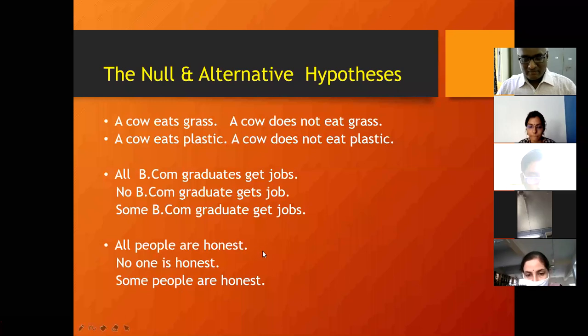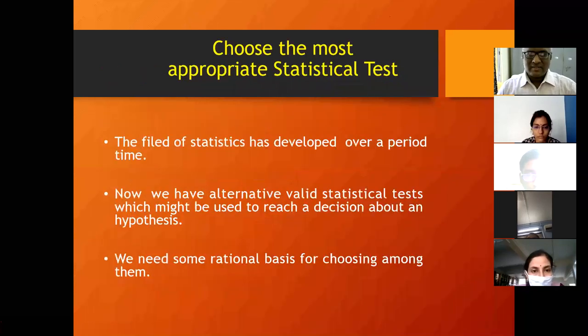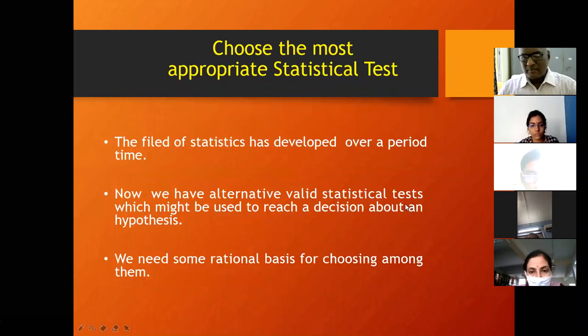I may make a proposition. All people are honest. No one is honest. Some people are honest. The first one is very easy to reject. All people are honest, I cannot say. No one is honest, I cannot say. Certainly, I can say that some people are honest. Means, when you formulate the hypothesis for a research problem, you can formulate one null hypothesis and another one, the alternate hypothesis. Once you formulate the hypothesis, the next step is to test the hypothesis.